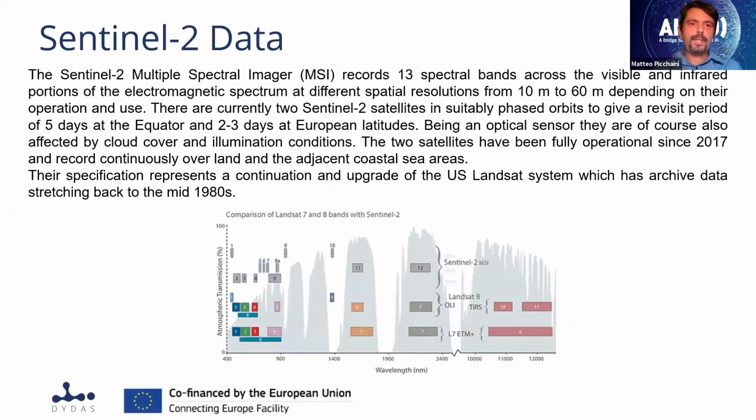We will use, of course, Sentinel-2 data that for sure everybody knows well. Sentinel-2 is a multispectral imager radiometer, which acquires information over 30 spectral bands across the visible and the infrared portion of the electromagnetic spectrum, with a spatial resolution which varies from 10 meters to 70 meters, depending on the particular wavelength of acquisition.